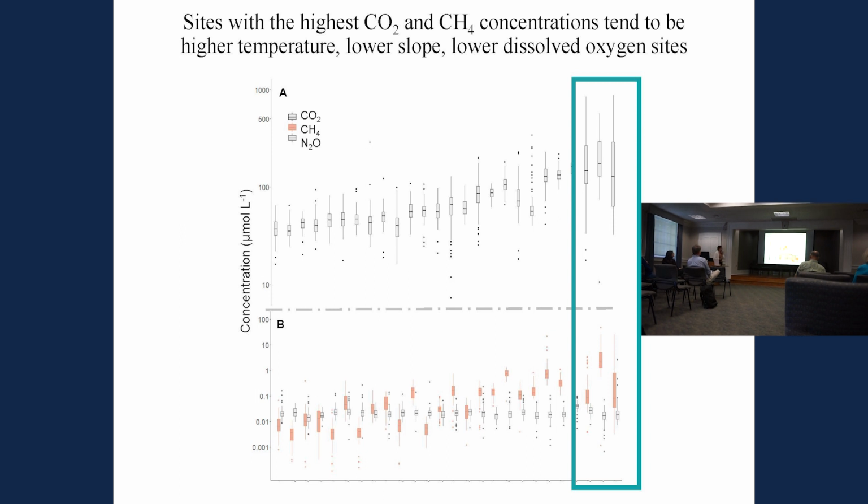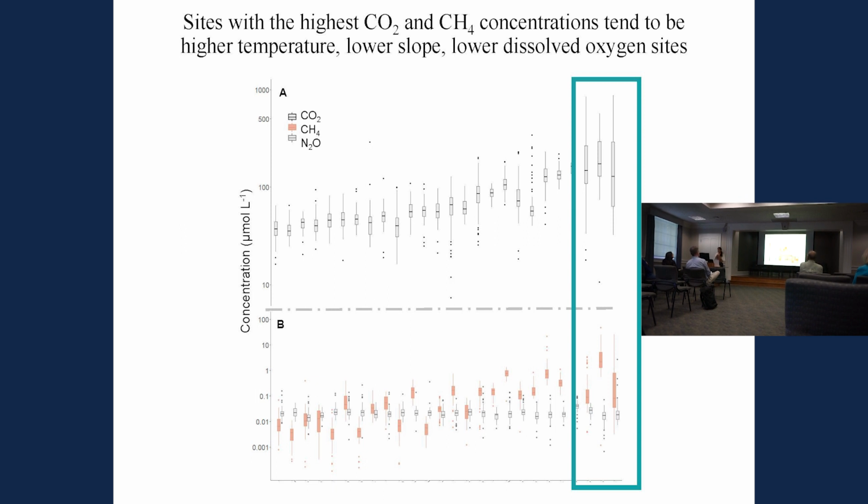Whereas here I've highlighted a variety of different drivers. Temperature has a positive correlation with both CO2 and methane, and then dissolved oxygen has a negative correlation with both gases, and CO2 and methane are tightly positively related. What this indicates to us is the potential importance of biological controls.